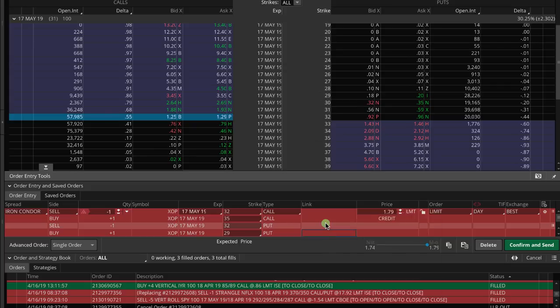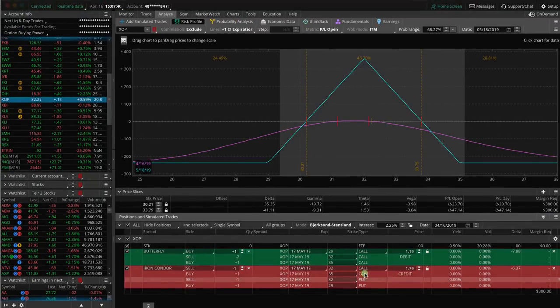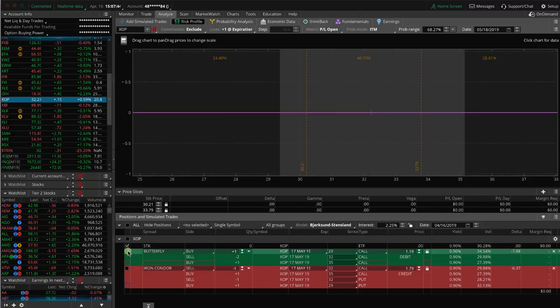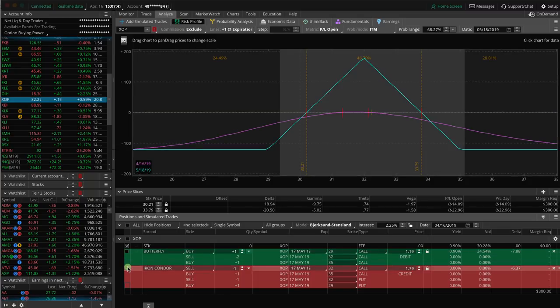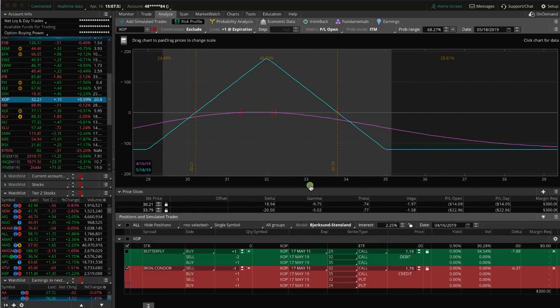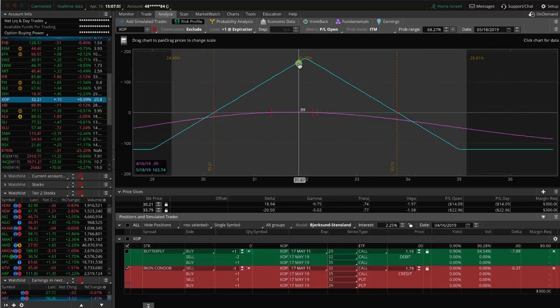If we bring this over to the analyze tab as well, what you'll notice is these look exactly the same, right? Exactly the same. We've got our price slices set. So you can see our probability of profit if we held all the way to expiration is about 46%. And if we switch over to the regular butterfly, it's almost identical. You've got to move that just a tiny bit, but basically the same exact thing.